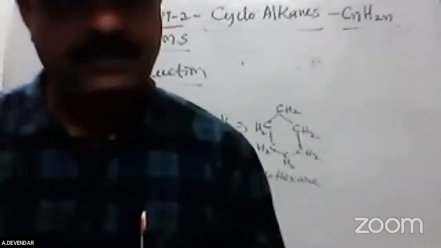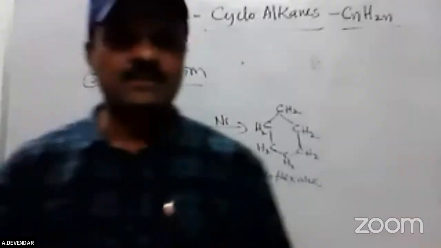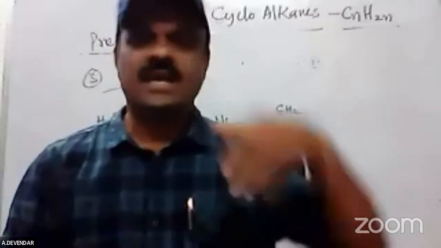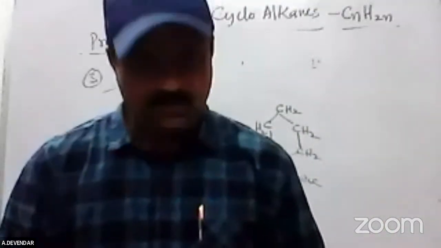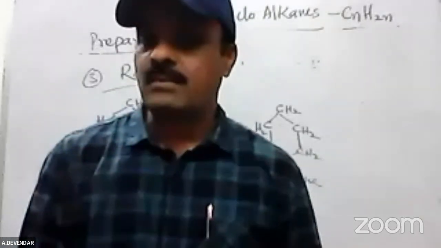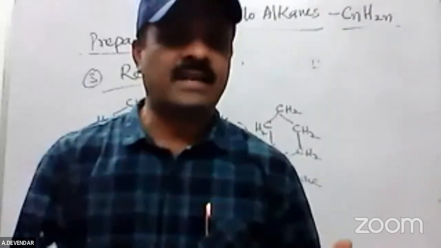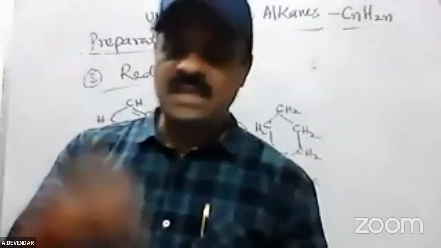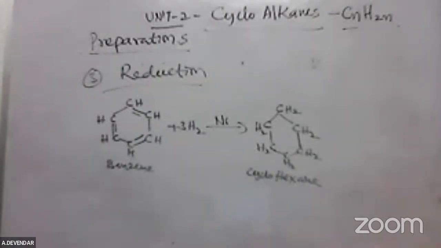Coming to the properties. Here, the physical properties: among the cycloalkanes, cyclopropane and cyclobutane are in the gaseous state, the remaining are liquid. These are saturated hydrocarbons, and saturated hydrocarbons do not undergo chemical reaction under ordinary conditions. So what happens in the chemical properties? We'll see the cycloalkanes. Okay. First we see the cycloalkanes properties.